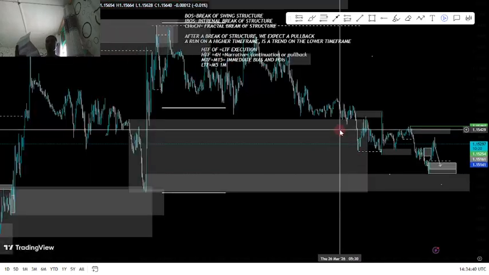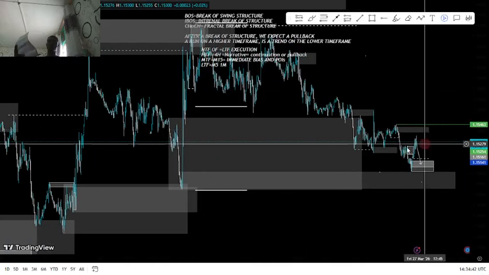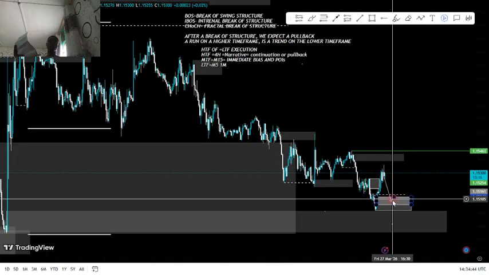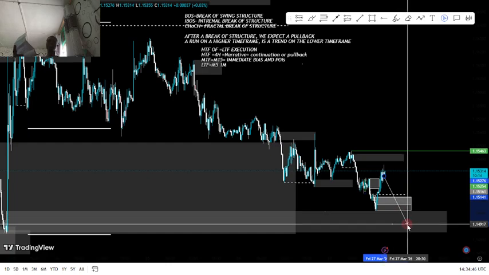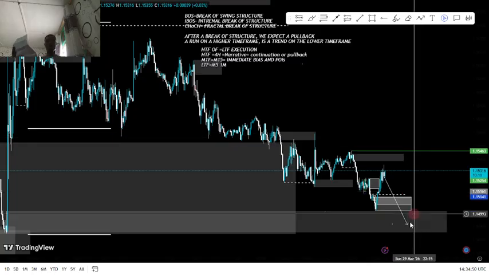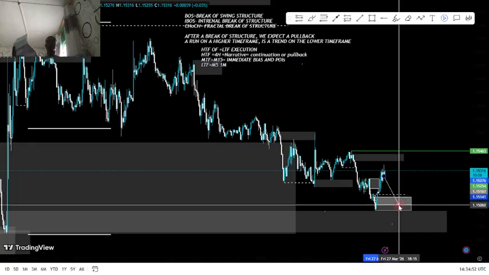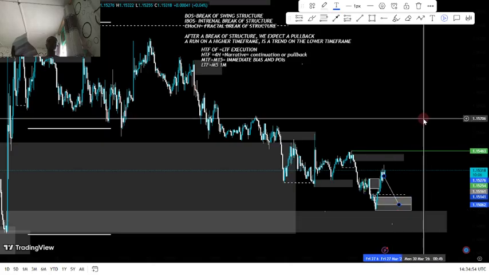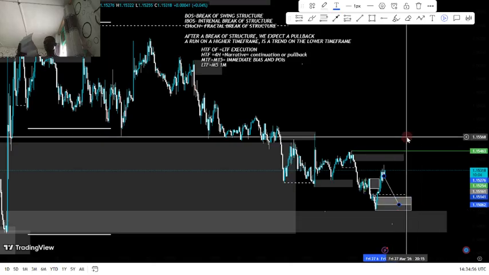Okay, so yeah, this is what I'm looking for to happen. I'm expecting price to either pull back to break this, to mitigate into the major demand region before we get a move, or liquidate into this and we will get a trade and continue the move.